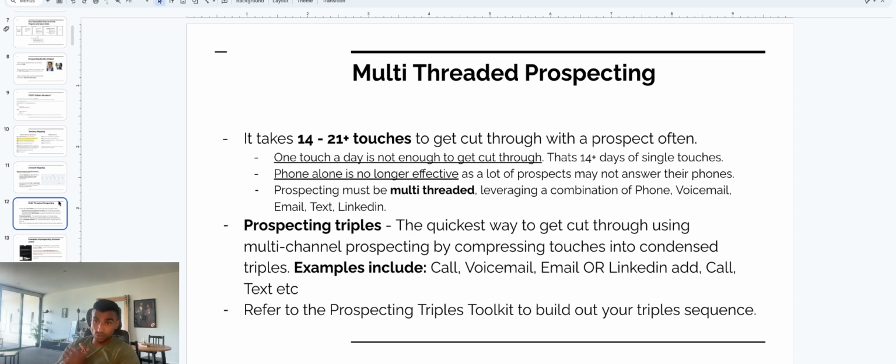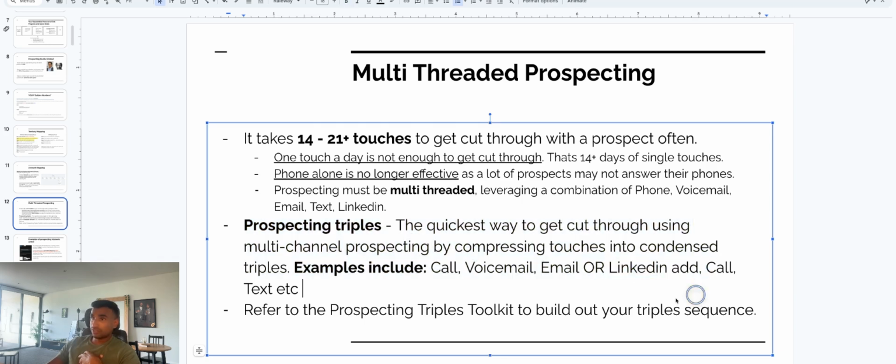So when you're prospecting, you want to multi-thread, and two, you want to make sure that you're using multiple modalities in what I like to call triples. Triples is the quickest way to get cut through using multi-channel prospecting, right? You're combining 3 channels. So pick 3 out of these: call, voicemail, text, email, LinkedIn. Those are all your various angles that you can use.